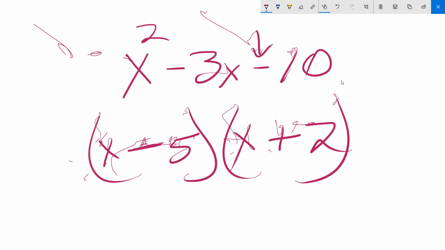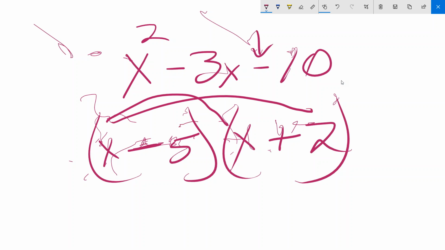And if you FOIL those back together, you will get what you started with. Always remember that that's all factoring is, it's the reverse of FOILing. When you FOIL, you do the first times the first. You do first times the second, that's the outside. You do the second times the first, that's the inside. You do the second times the last, that's the last. That's what FOIL means: first, outside, inside, and last.